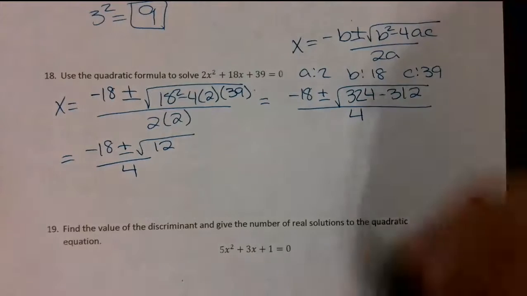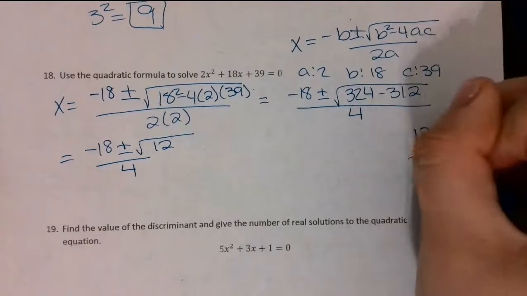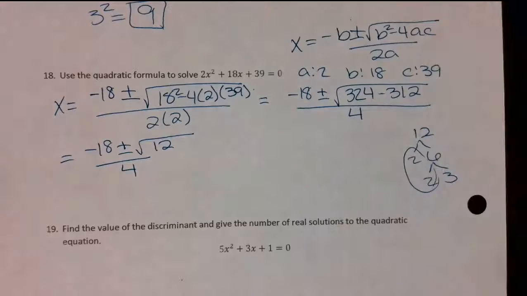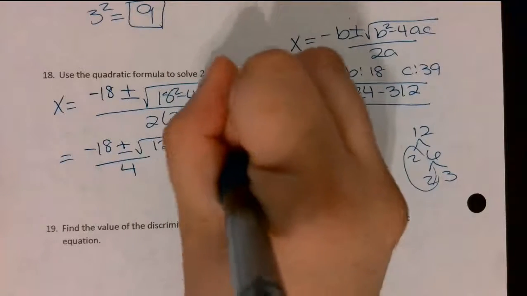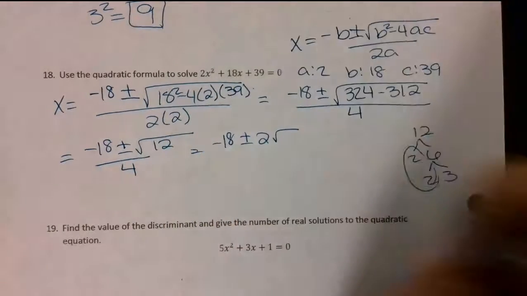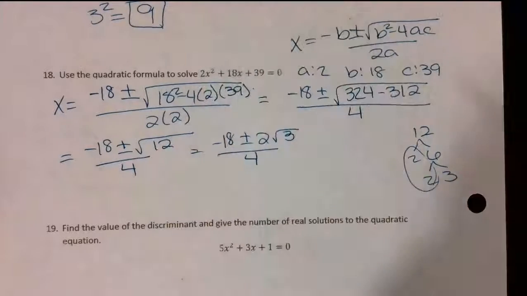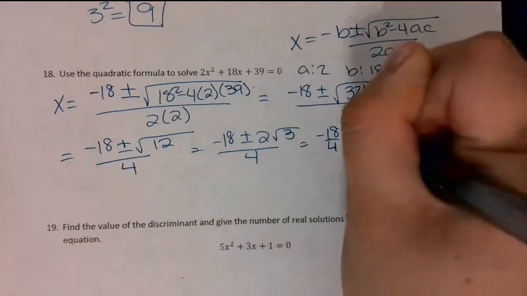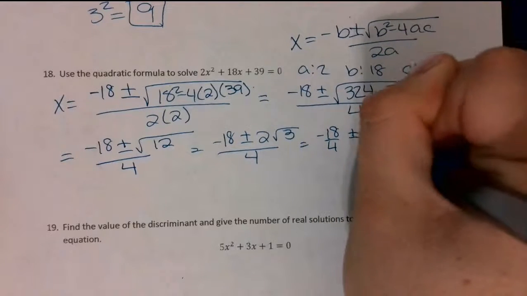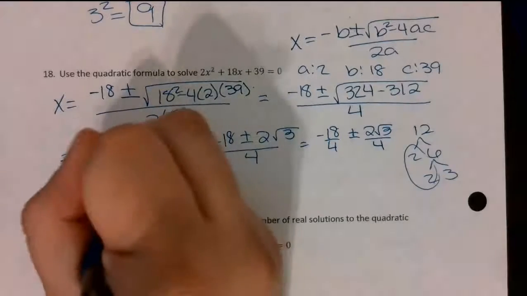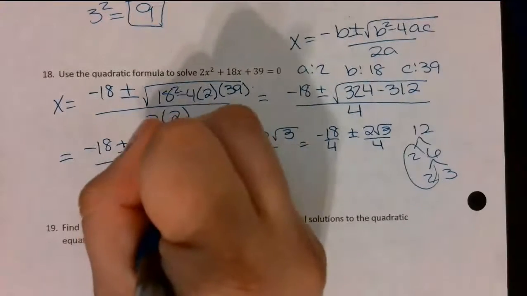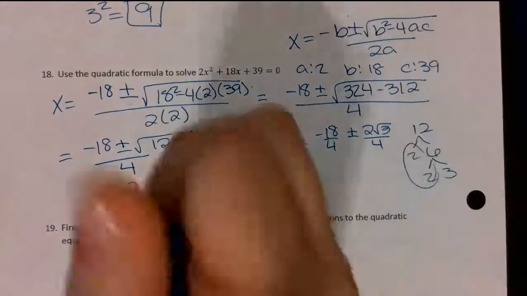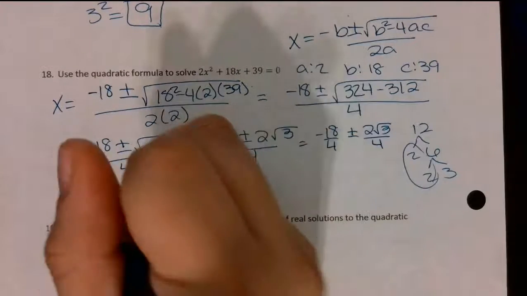Then I want to factor tree my 12. I'll do that over here. That's 2 and 6, 2 and 3, which means I can take out a 2. So I'm going to rewrite this as negative 18 plus or minus 2 square root of 3, still over 4. Then from here, since 18, 2, and 4 are all even, I'm going to split it into 2 fractions so I can simplify. I'm going to have negative 18 over 4 plus or minus 2 square root of 3 over 4. Negative 18 over 4 is negative 9 halves. 2 square root of 3 over 4 simplifies to just square root of 3 over 2.